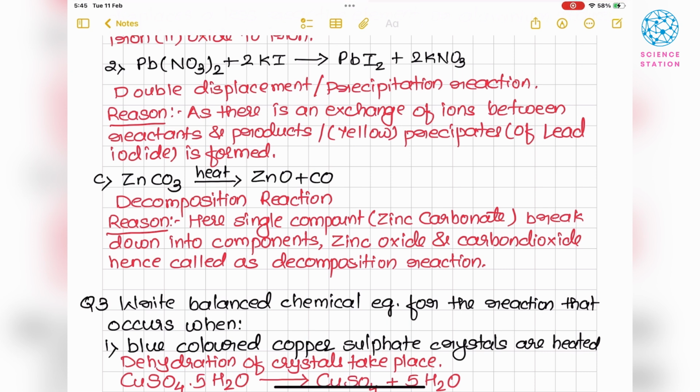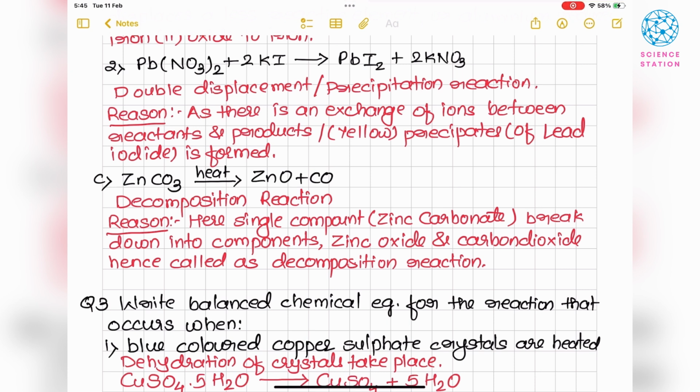Then third one it says ZnCO3 on heating gives ZnO plus CO2. So here it is decomposition reaction. Reason here single component, that is zinc carbonate, breaks down into components zinc oxide and carbon dioxide. Hence it is called decomposition reaction.